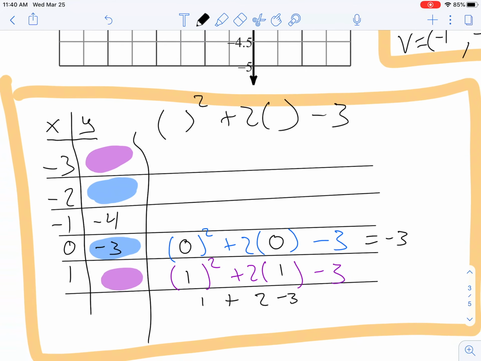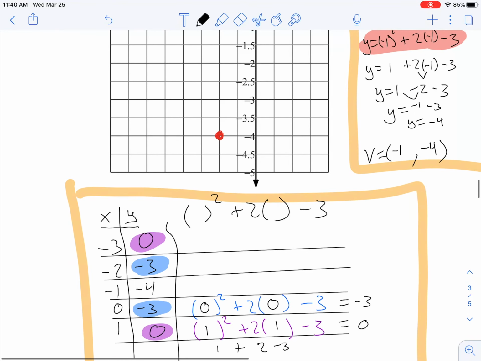And if you were doing this on your own, you'd want to do this on scratch paper or maybe line things out to write out all of the work. So 1 plus 2 is 3, minus 3 is 0. So when I plugged in a 1, I got out a 0. And we can reflect across to match those sides. And I'll kind of show you as we graph it as well.